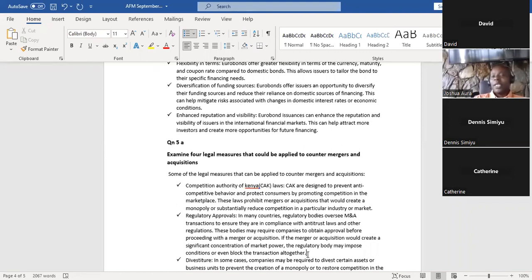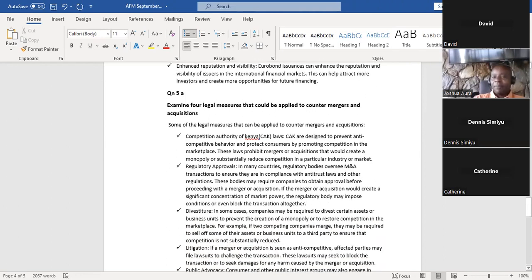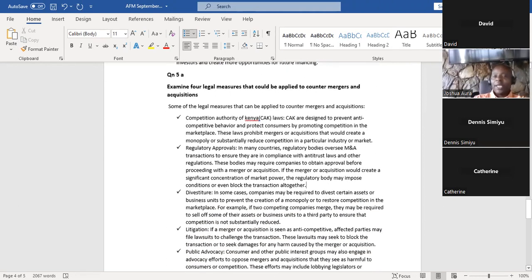So the Competition Authority of Kenya protects consumers by promoting competition in the marketplace. These laws prohibit mergers or acquisitions that would create a monopoly. Regulatory approval of mergers and acquisitions: there is no way in Kenya you will be able to merge without going to the Competition Authority of Kenya. They'll assess, even without taking it to court, and they'll tell you, no, we're not approving.